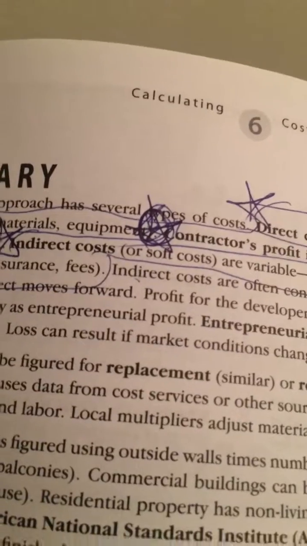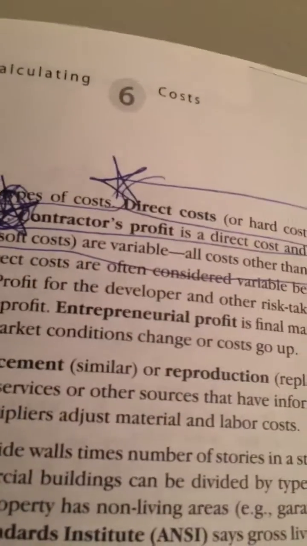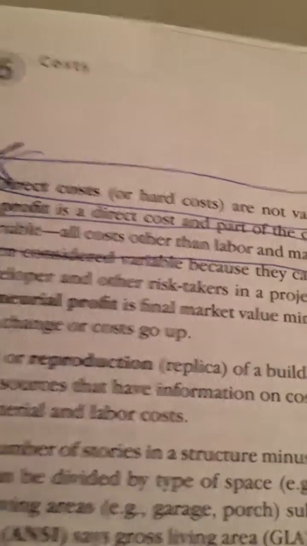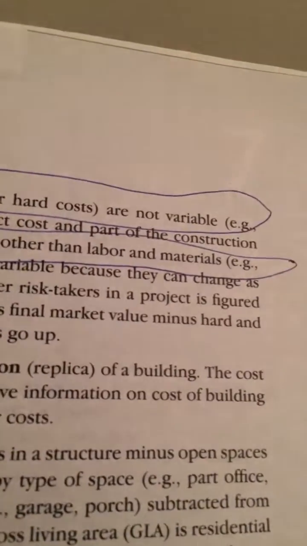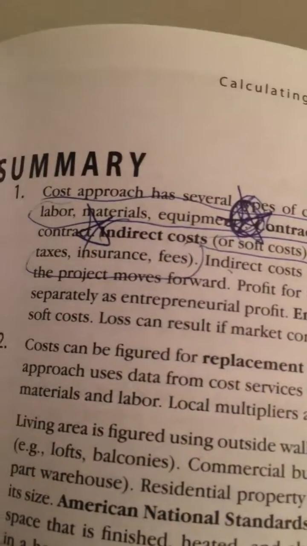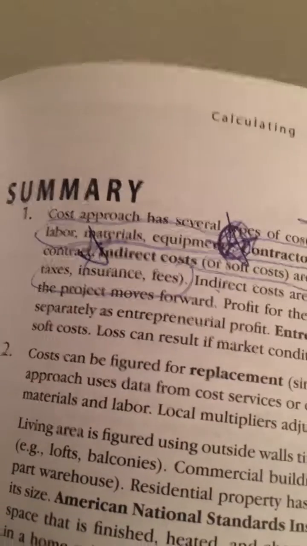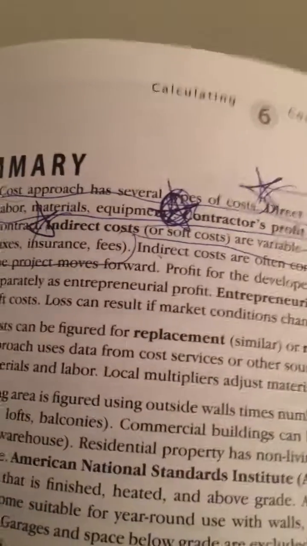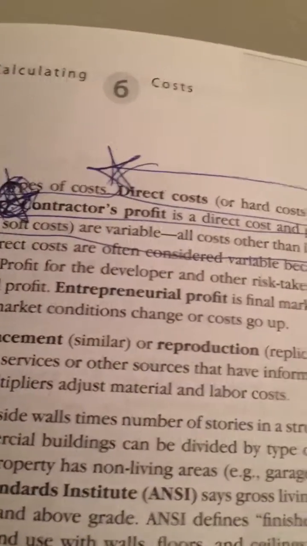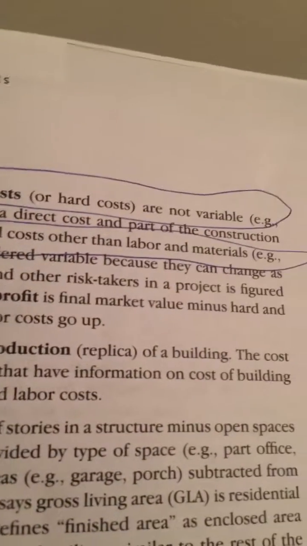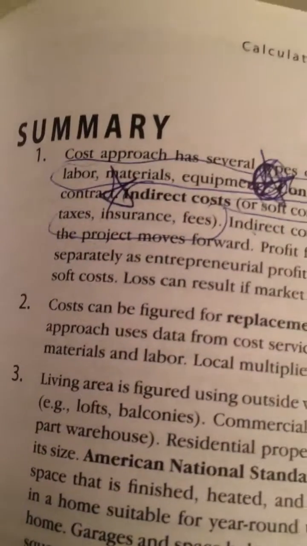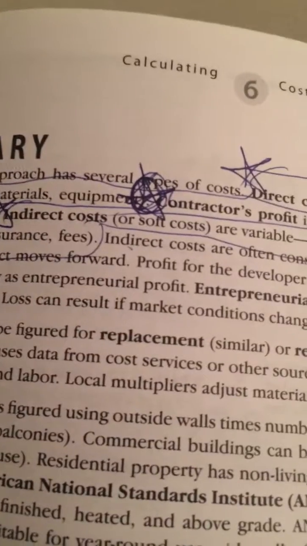Indirect costs, or soft costs, are variable. All costs other than labor and materials, for instance, taxes, insurance, and fees. Indirect costs are often considered variable because they can change as the project moves forward.